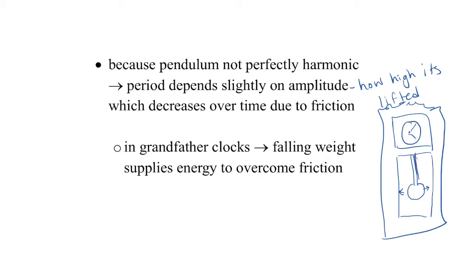So the reason that this pendulum here actually keeps going back and forth and always goes back up to the same height is because it has little falling weights in it that'll go back and forth like that.